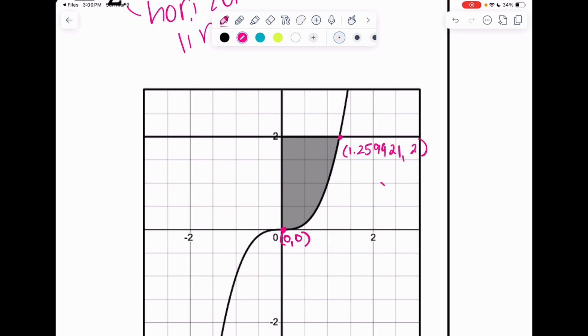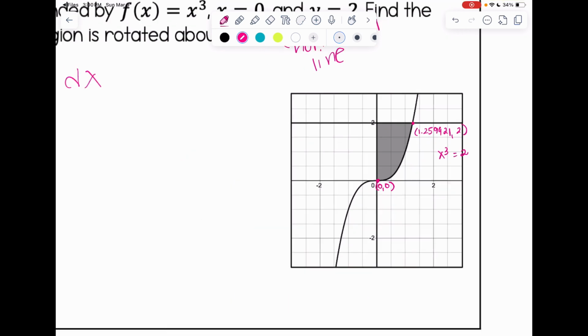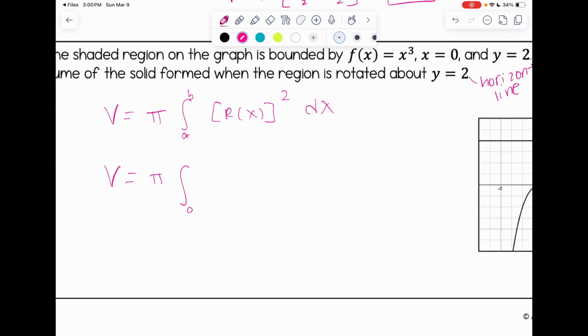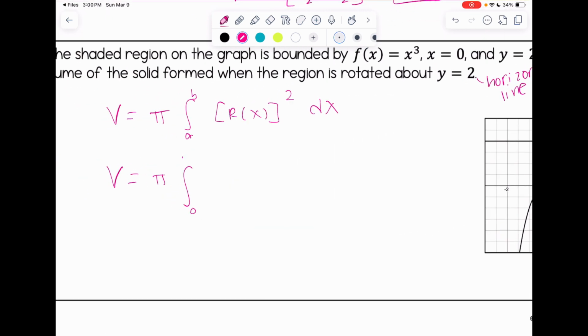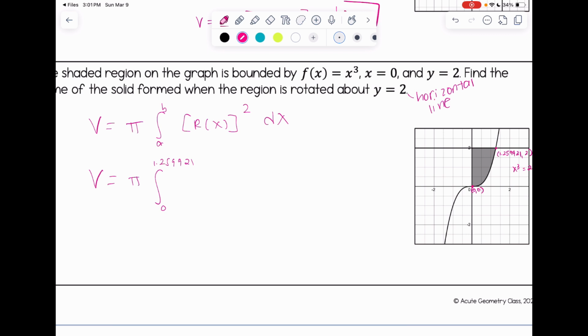We could have also set the functions equal to each other, x cubed equals 2, and found our point of intersection algebraically. All right, so now that I have that, that is my upper bound of the definite integral. And then in this case, I'm going to do lower function minus the upper function. I'll talk about why that is. The answer would technically come out the same the other way, but I'm going to do 2 minus x cubed, squared, dx.